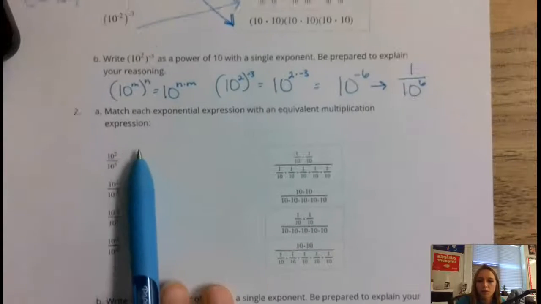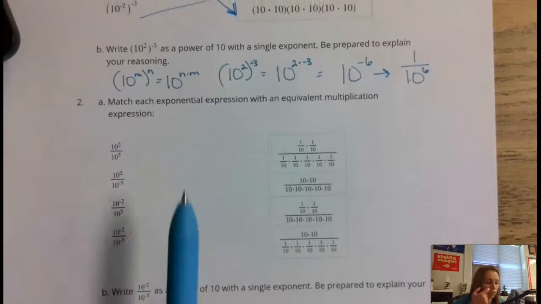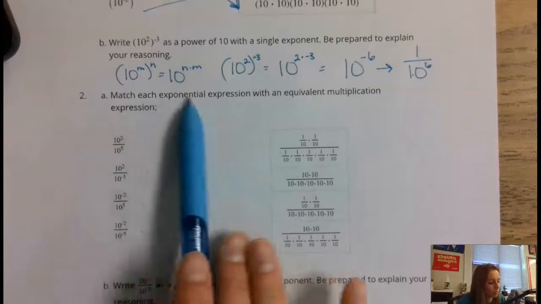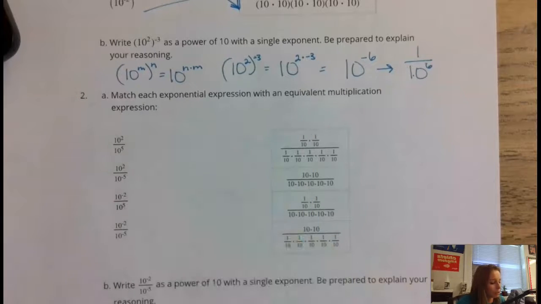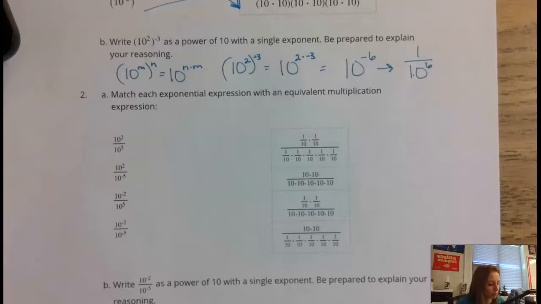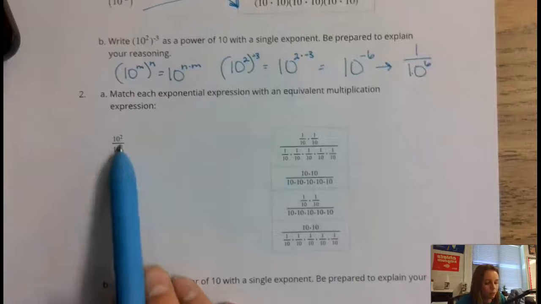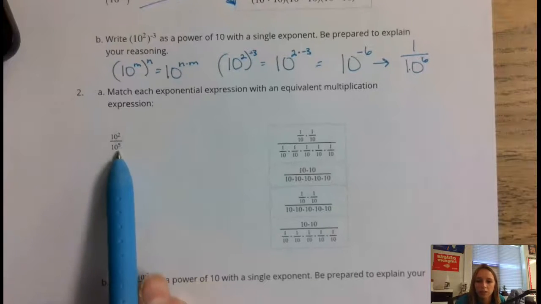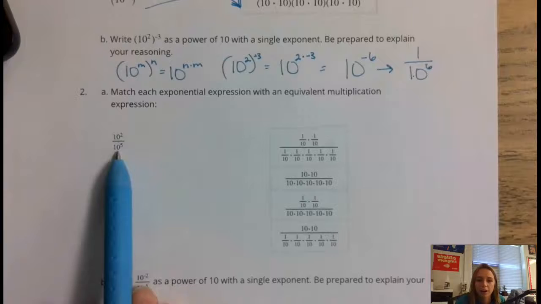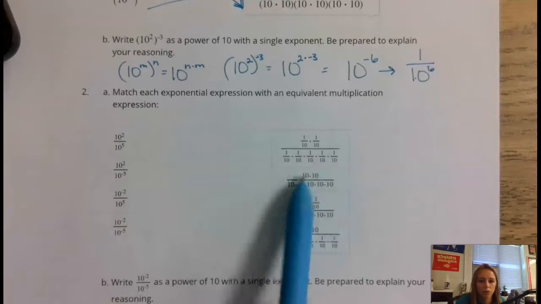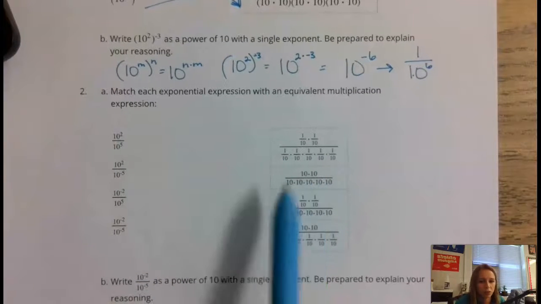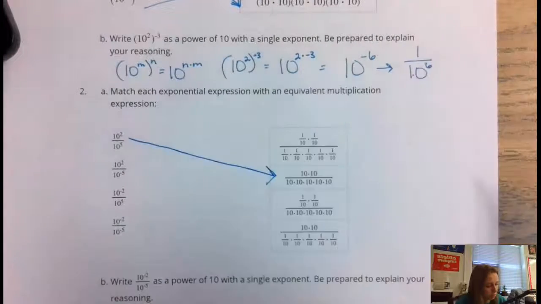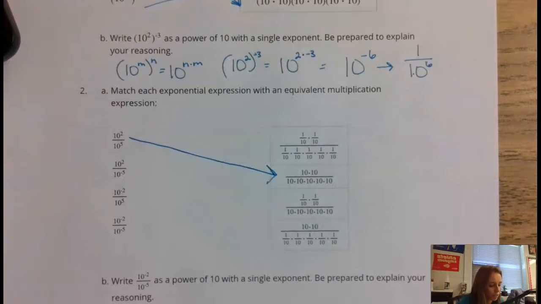Okay, so now we have some fractions, which we went over in lesson 4. Match each exponential expression with an equivalent multiplication expression. So right here, 10 to the second. That means we're taking 10 times itself twice. 10 to the 5th, multiplying 10 times itself 5 times. So 10 times itself twice, and 10 times itself 5 times. There's our match.